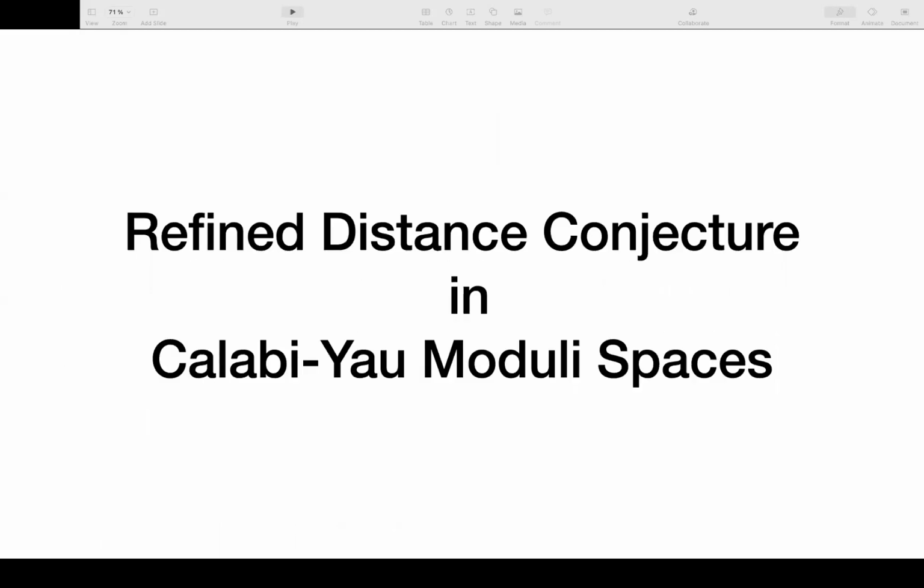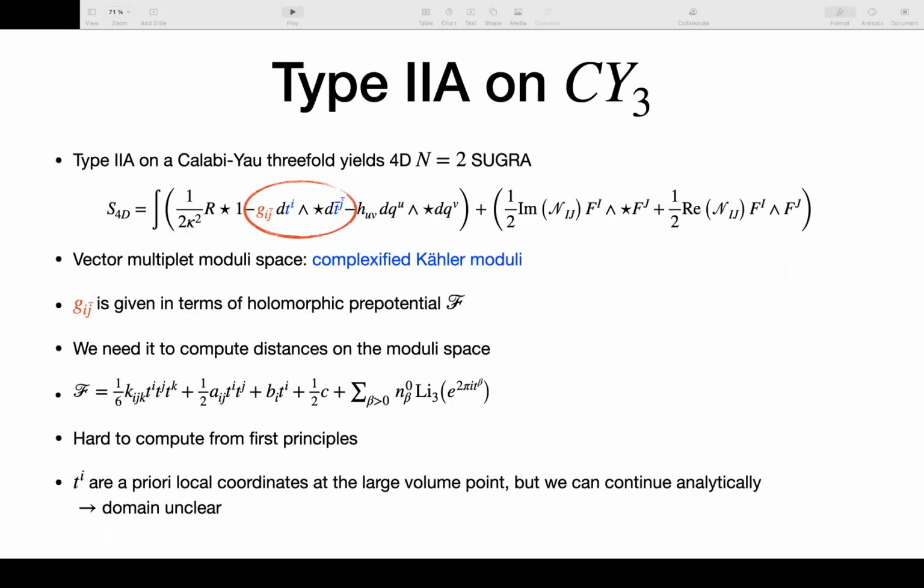So we want to probe this in Calabi-Yau moduli spaces. And in particular here, we are interested in type 2A on Calabi-Yau threefolds. The moduli space we're looking at is the vector multiplet moduli space, which is spanned by the complexified Kähler moduli. And the metric on this moduli space, as we very well know, is given in terms of a holomorphic prepotential. And we need this metric to compute distances on the moduli space.